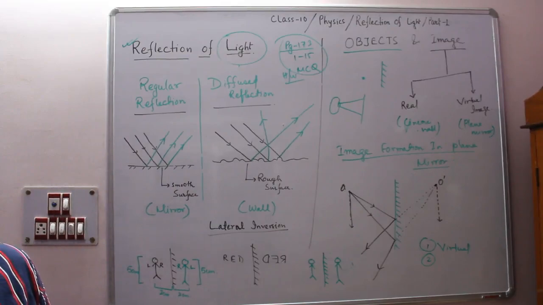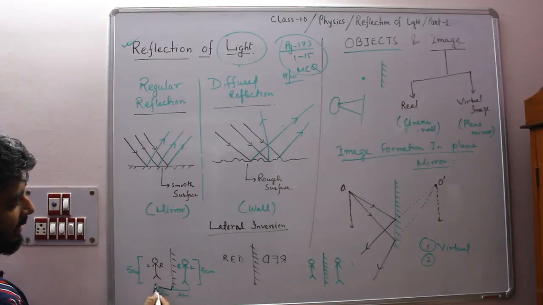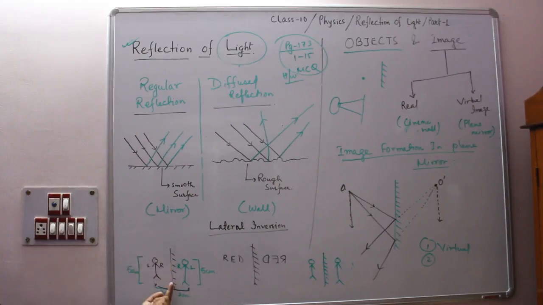So number 4 point is, the image formed by a plane mirror is at the same distance behind the mirror as the object is in front of it. So that means if the distance from here to the object is 2 cm, then the distance from here to the image will also be 2 cm. The image will be at the same distance from the mirror as the object.